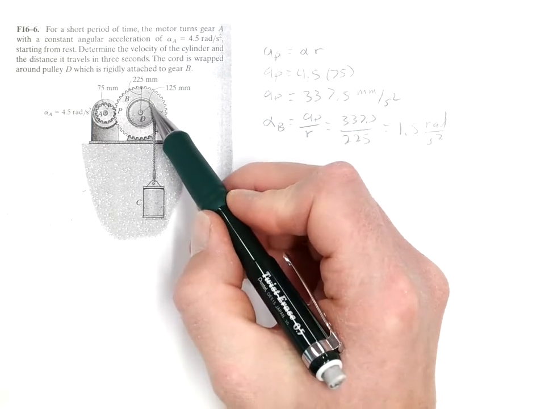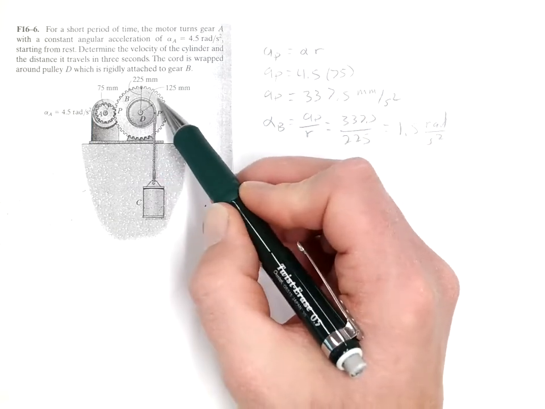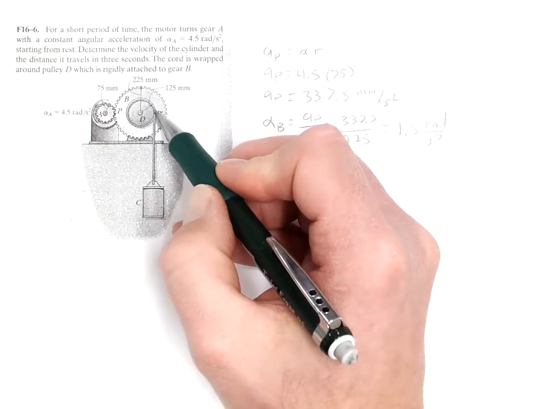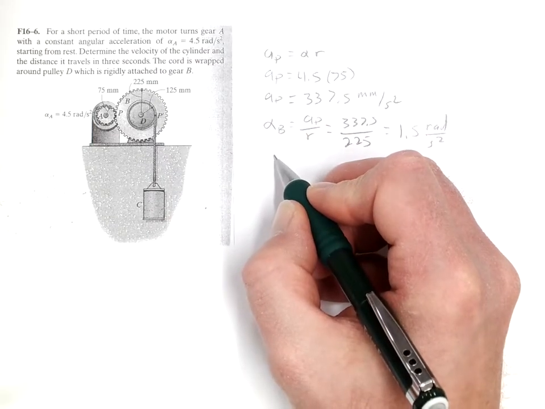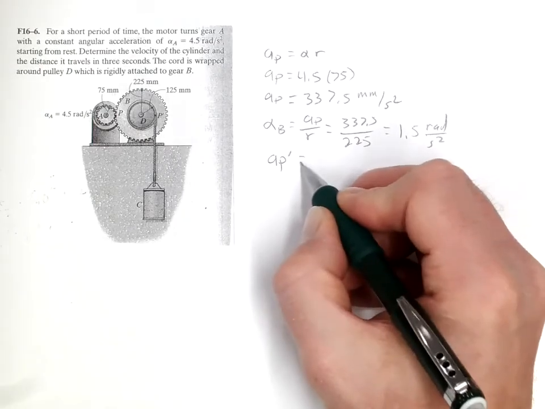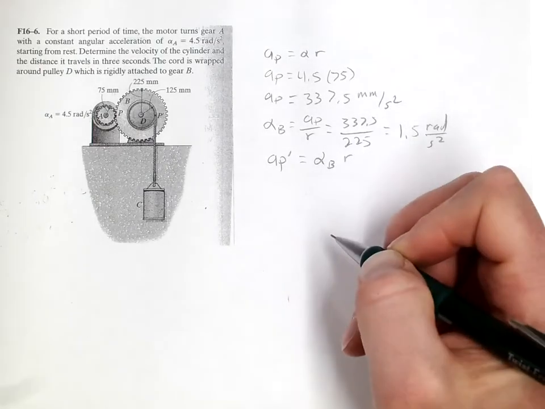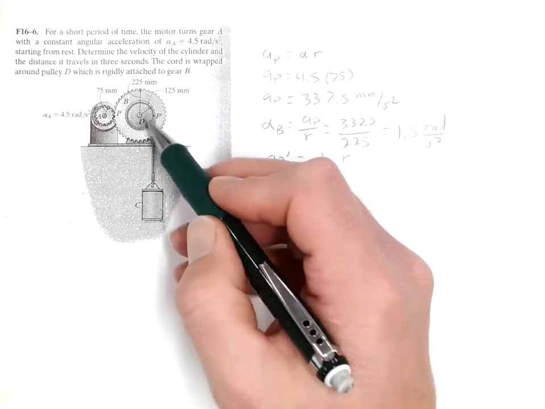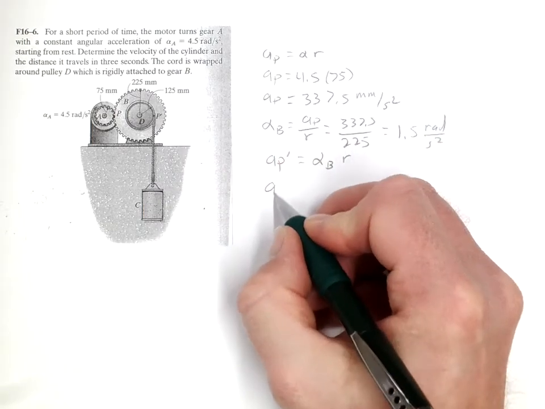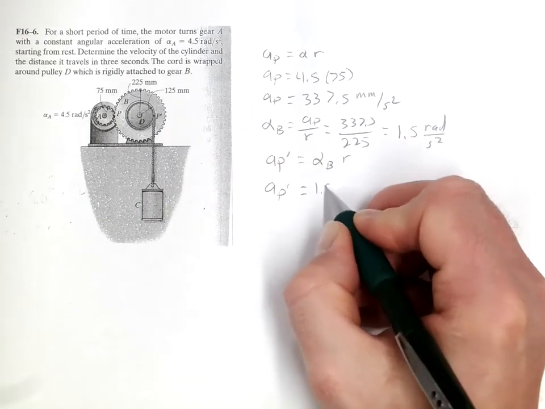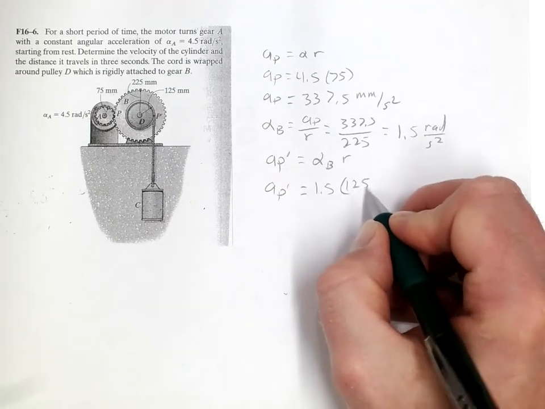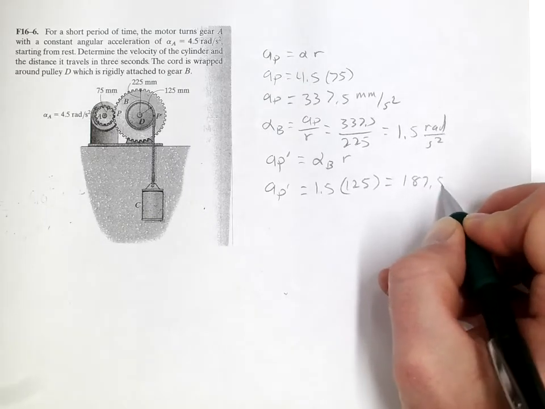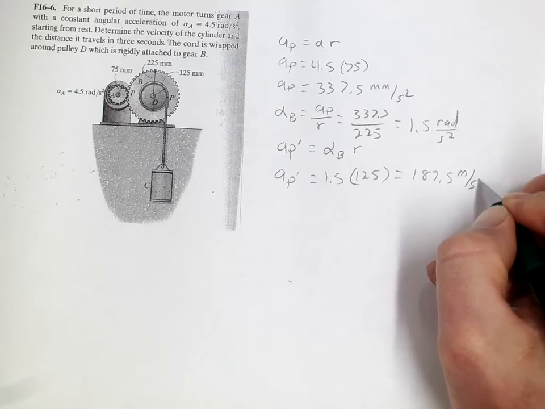Now, the inner pulley D is rigidly attached to B, so they rotate at the same alpha. So the acceleration at P prime, AP prime, is equal to alpha B times R. This time it is 125 millimeters because it's the radius of D. So AP prime is equal to 1.5 times 125, which is equal to 187.5 millimeters per second squared.